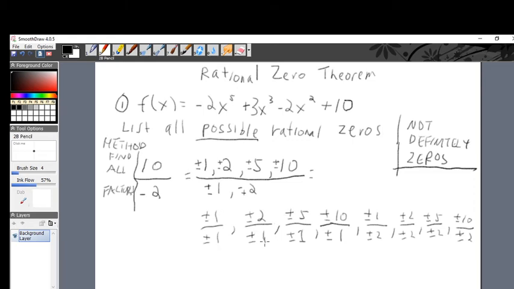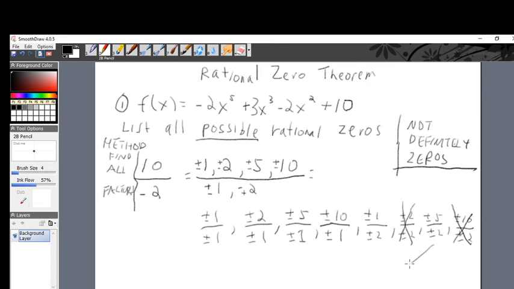So 1 over 1, 2 over 1, 5 over 1, 10 over 1, that's fine. 1 over 2, that's a half. 2 over 2, that's the same thing as 1 over 1. 2 goes into 2, so cross it off the list. 5 over 2 is fine. It's unique. But what about 10 over 2? 10 over 2 is the same thing as 5 over 1. So you've got to cross that off the list.